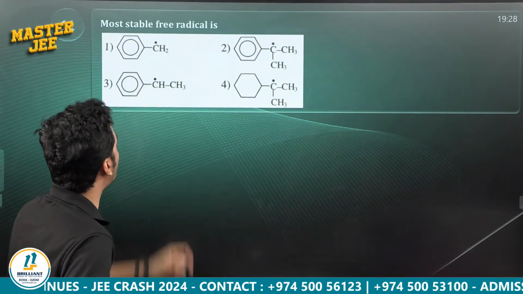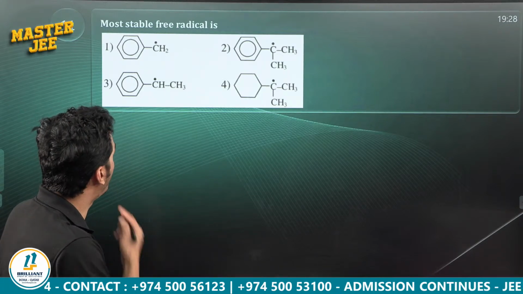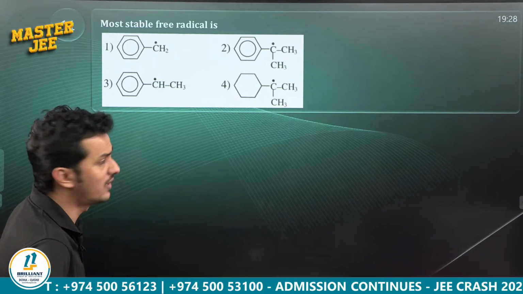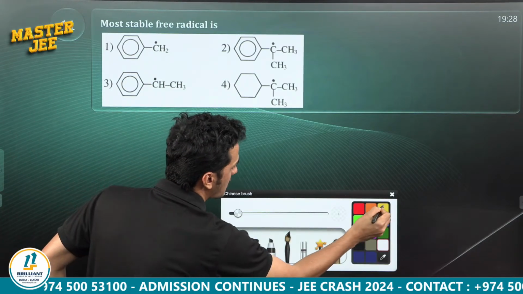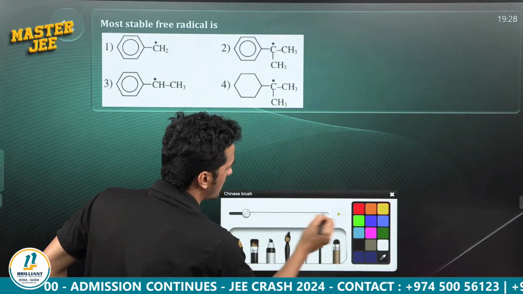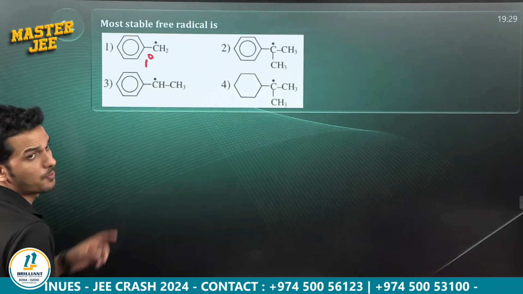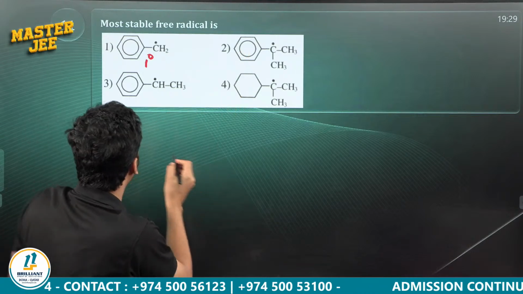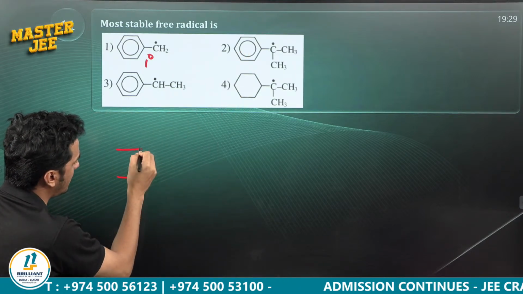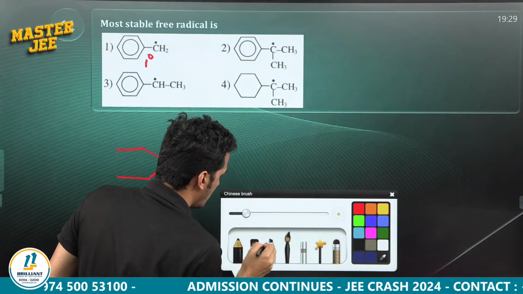Okay, so this is the first question. Most stable free radical is. While we are looking at the first option, this is primary benzylic.